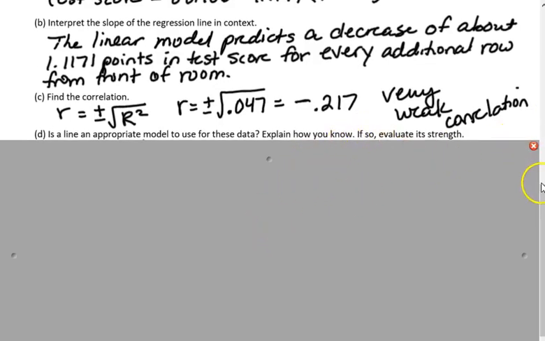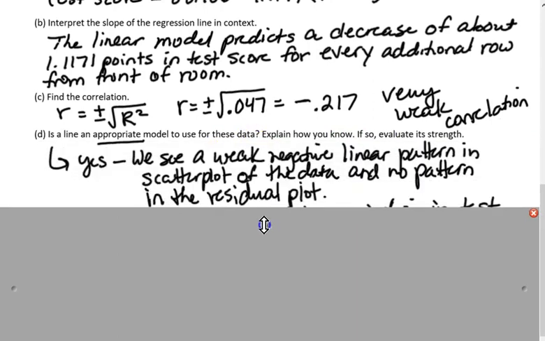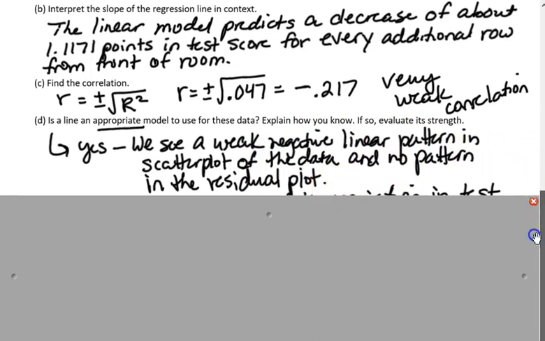Is the line an appropriate model? Well, we talked about that. Yes, there's two things. We see a weak negative linear pattern in the scatter plot of the data and no pattern in the residual plot. So yes, we can say that it is an appropriate model.